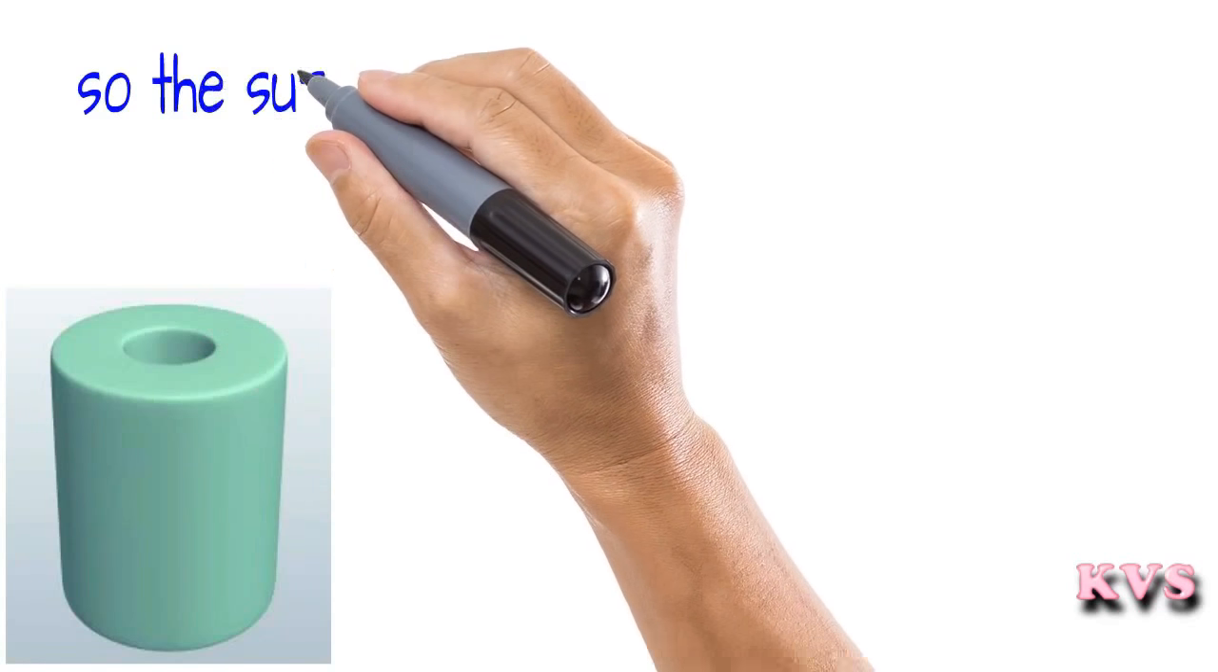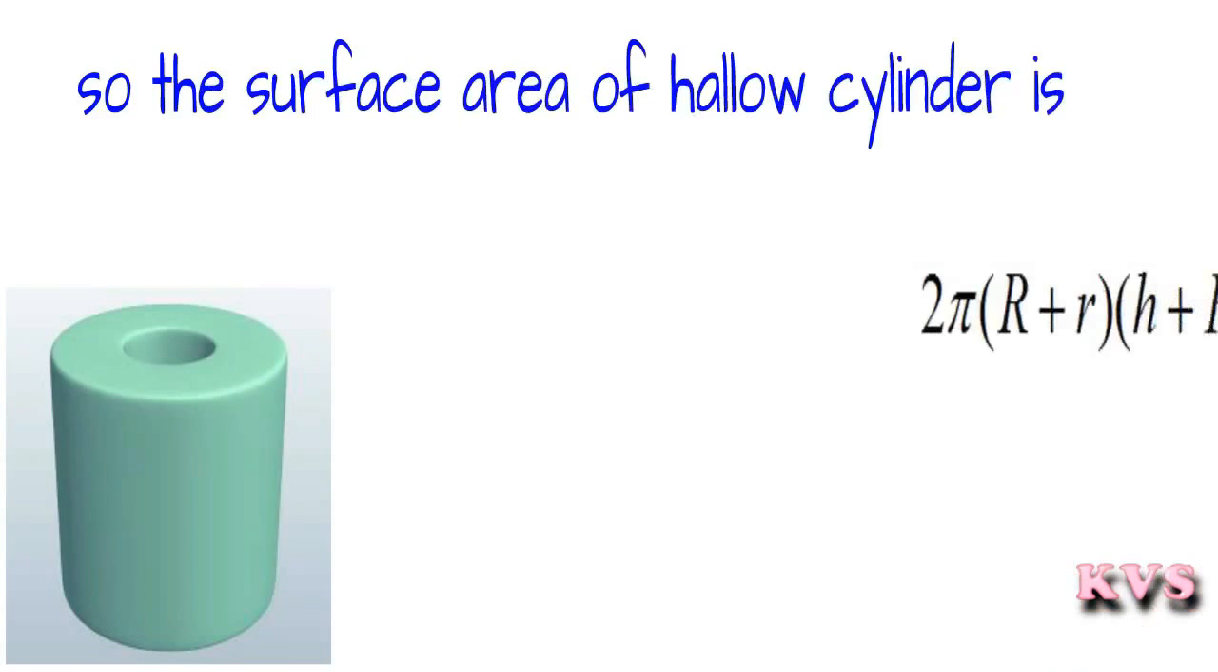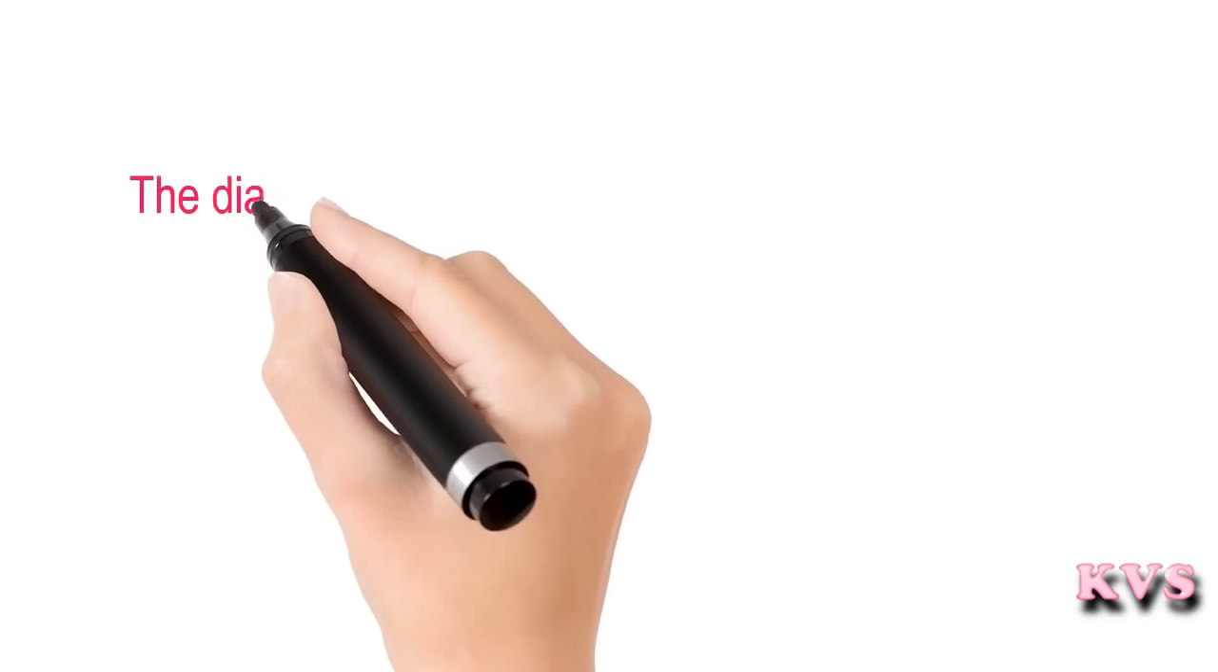So the surface area of hollow cylinder is 2 pi into capital R plus small r into h plus capital R minus small r square units. Let's solve a problem.